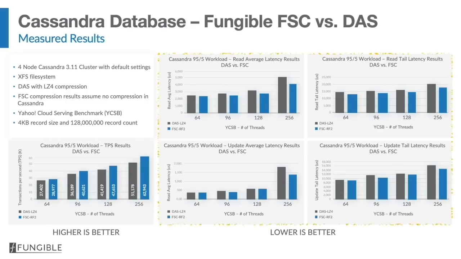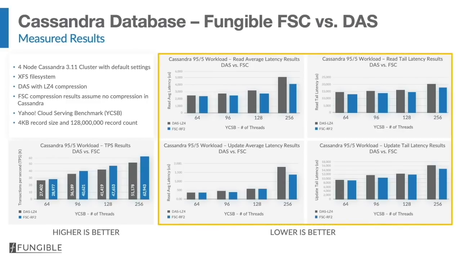We show four charts for latency measurements. These are read and write latencies and also average and tail latencies. The gray represent DAS in these charts. The blue graphs represents the fungible storage cluster. Lower is better. As you can see, FSC provides uniformly better latencies.